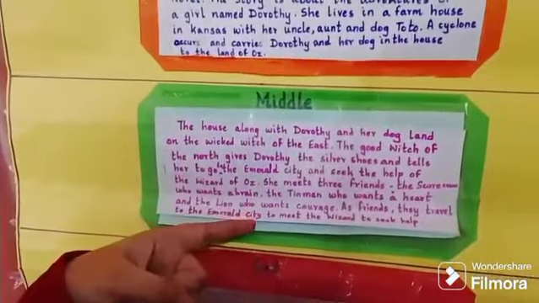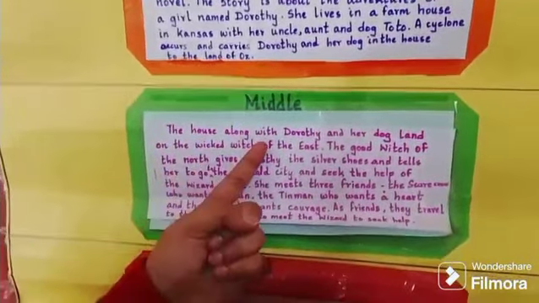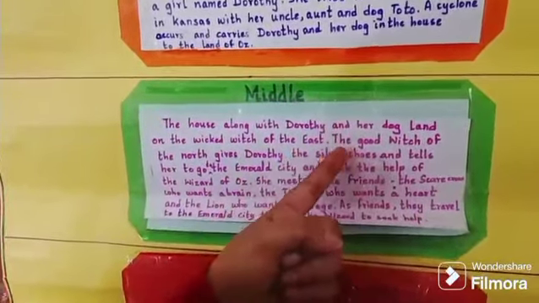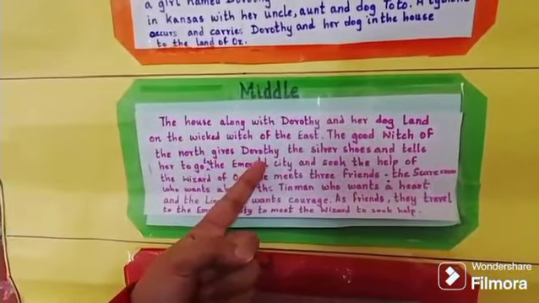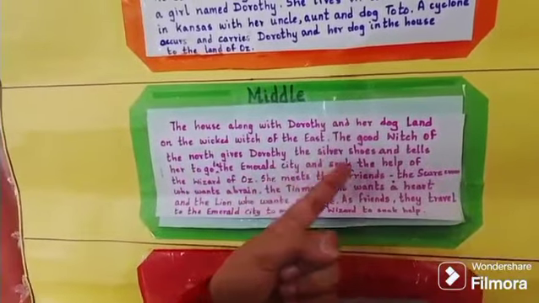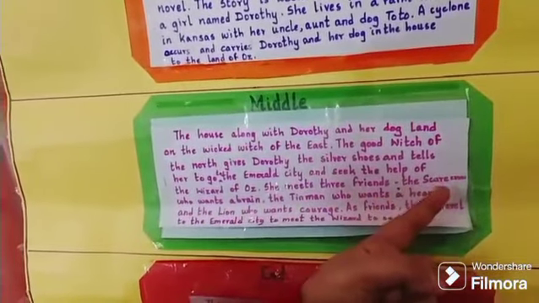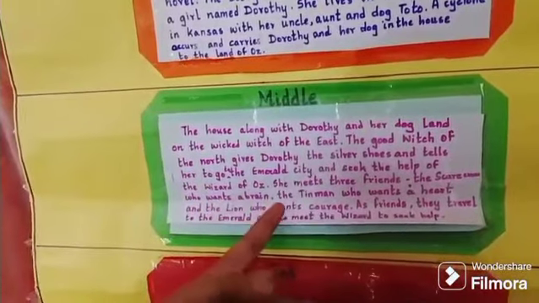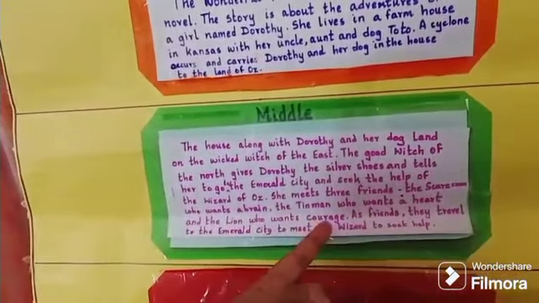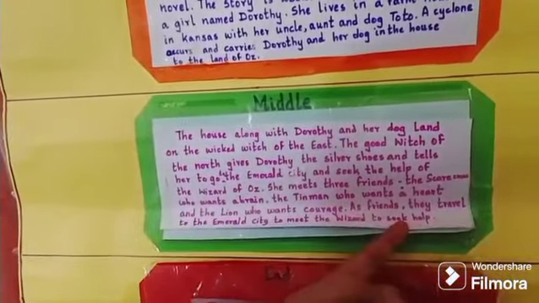The middle of the story can be a paragraph or many more paragraphs. The house, along with Dorothy and her dog, land on the Wicked Witch of the East. The Good Witch of the North gives Dorothy the silver shoes and tells her to go to the Emerald City and seek the help of the Wizard of Oz. She meets three friends: the Scarecrow, who wants a brain, the Tin Man, who wants a heart, and the Lion, who wants courage. As friends, they travel to Emerald City to meet the Wizard of Oz.